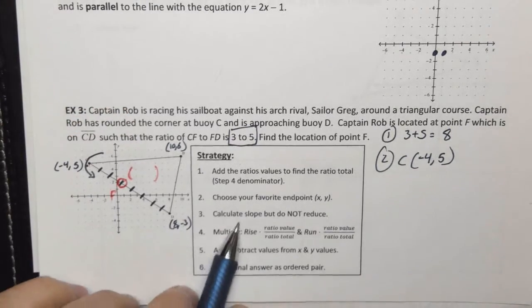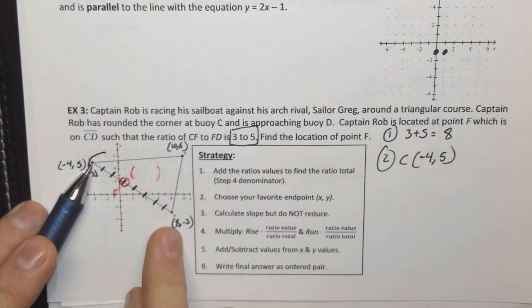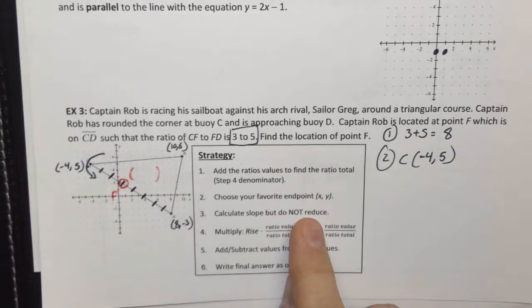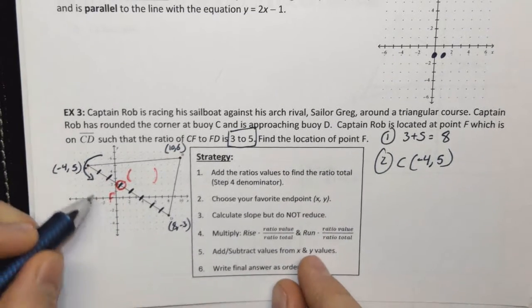So now, step 3, calculate the slope. So slope is something we've been talking about today. We're going to keep on talking about it. We want to find the slope of the line CD. And one of the interesting things about this is we are not going to reduce this slope at all. It is not going to be reduced. So let's calculate the slope.